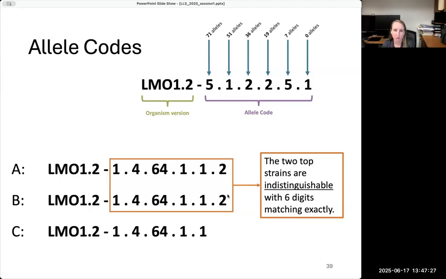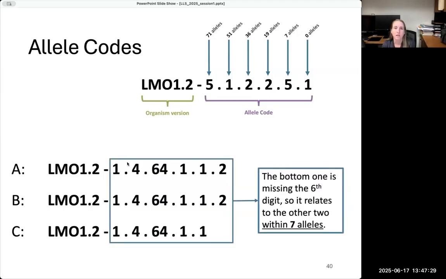But if we want to compare all 3 of these together, we see that they only share up to the 5th digit. And the bottom one's actually missing the 6th digit. So we know that it's going to be related to these first 2 somewhere within 0 and 7 alleles, or 1 and 7, I guess. So it's not indistinguishable like the other 2, but it's somewhere less than 7 alleles different than these 2.